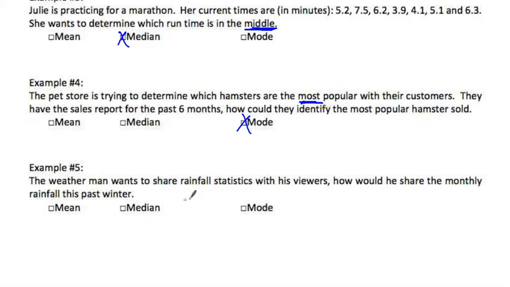And the weatherman wants to share rainfall statistics with his viewers. How would he share the monthly rainfall for this past winter? Well, usually when the weather people are telling us the statistics, they're giving us the average. You can hear that now when they're talking about the temperature outside, the average temperature for this time of year. So that's going to be the mean.